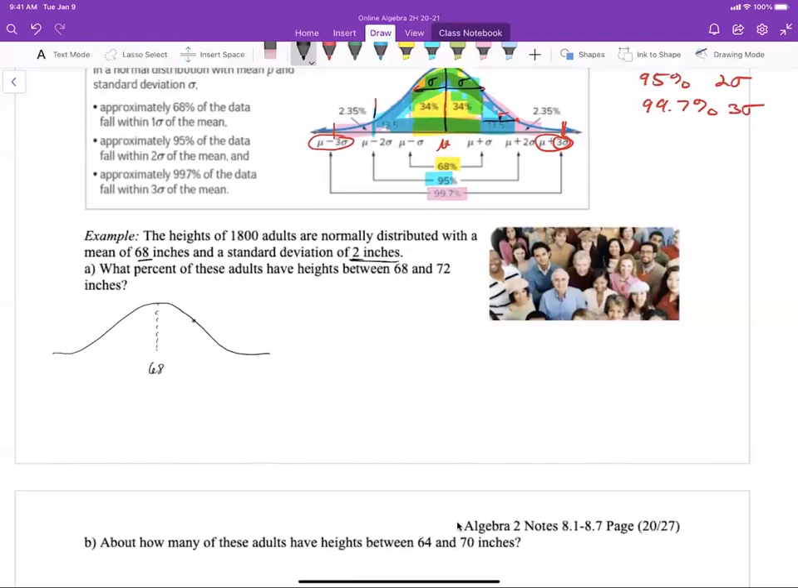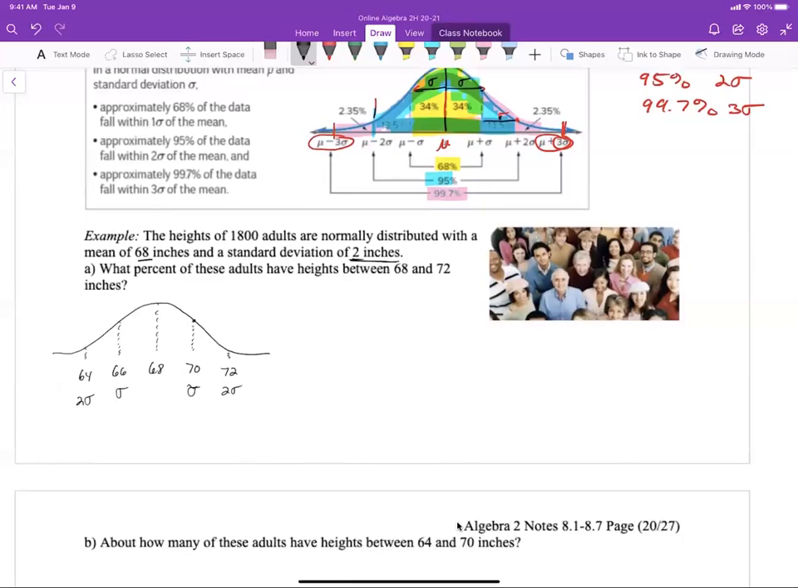So if I go over to 1 sigma, that is going to be 68 plus 2, so that is 70. If I go through 2 sigma, I add another standard deviation, that's 72. And I can go over here to the left, and that will be 66. And I can go one more to the left, and that'll be 64. So this is 1 sigma, and this is 2 sigma to the right. And this is 1 sigma to the left, and this is 2 sigma to the left.